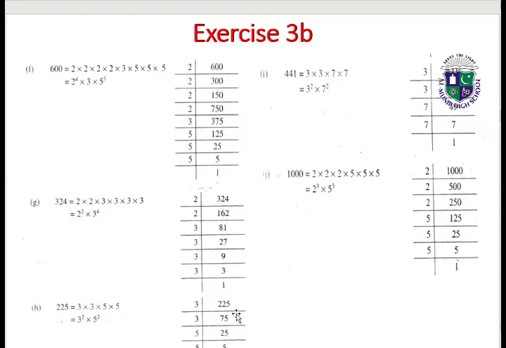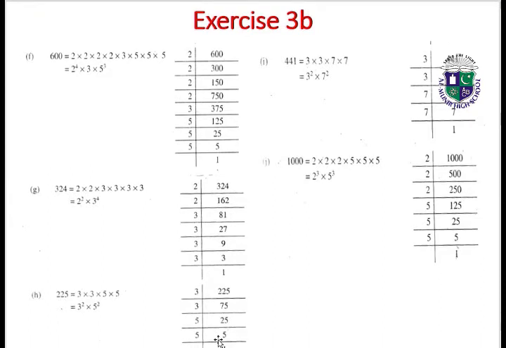H part, 225. 3 7s are 21, 1 carry, 15, 3 5s are 15, 3 2s are 6, 1 carry, 15, 3 5s are 15, 5 5s are 25, 5 1s are 5. 225: 3 multiplied by 3, multiplied by 5, multiplied by 5, 3 square multiplied by 5 square.